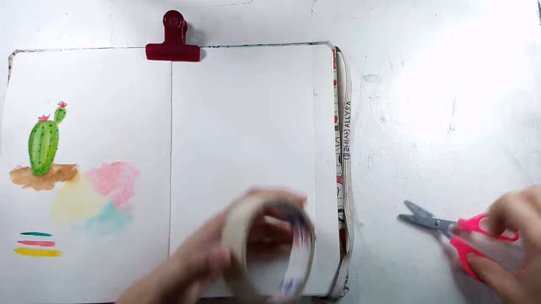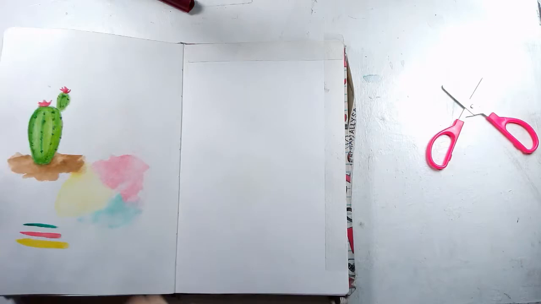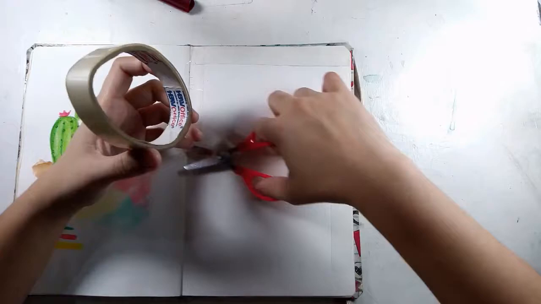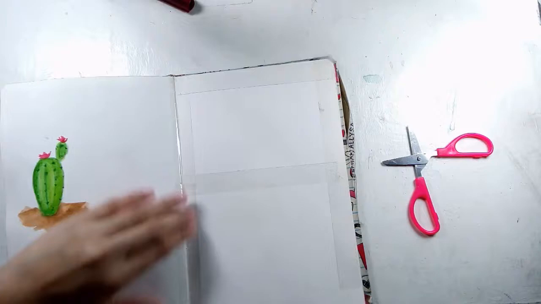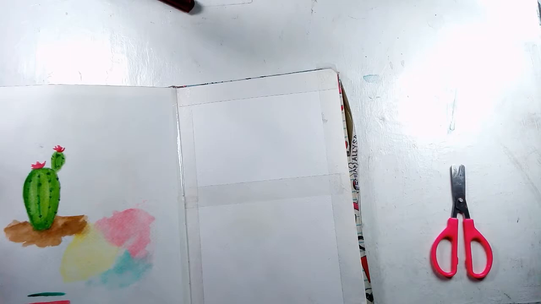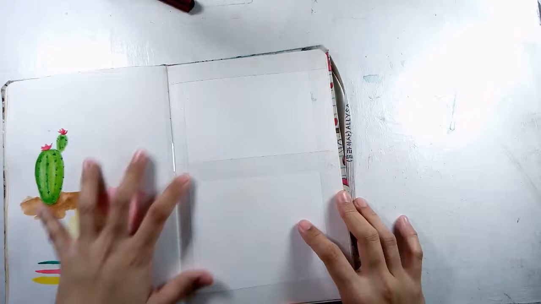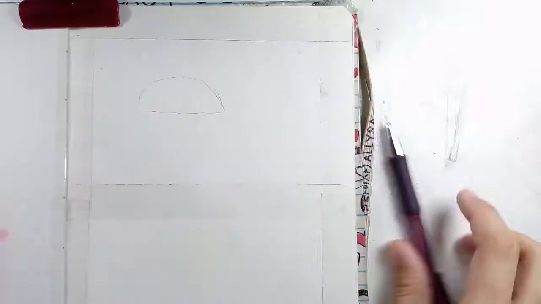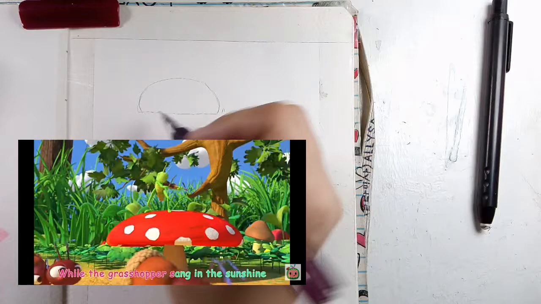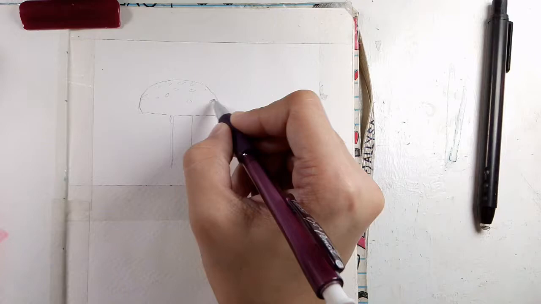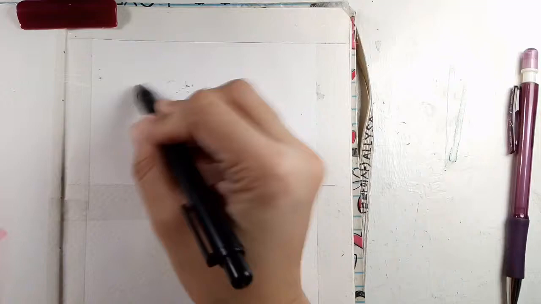For today's video, it's a time-lapse video inspired by a nursery rhyme from YouTube. The name of the channel is Cocomelon and the title of the song is The Ant and the Grasshopper. While watching that video together with my baby, because I would not watch that video if it weren't for her, I saw this big red mushroom where the grasshopper is standing, and for me it looks so cute and I feel compelled to draw that, so here I am making this video.